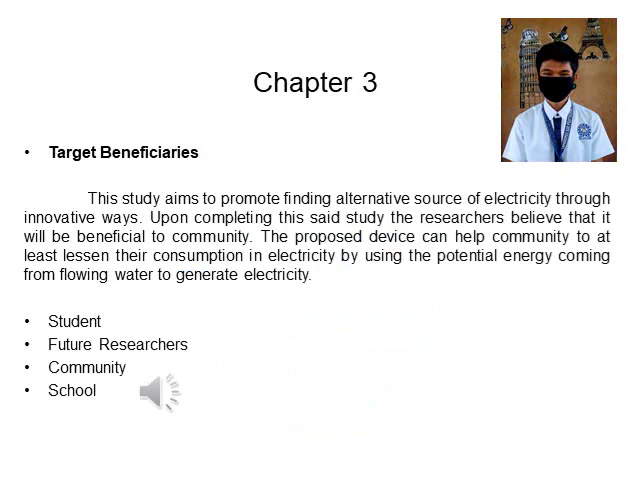Target beneficiaries. This study aims to promote finding alternative sources of electricity through innovative ways. Upon completing this study, the researchers believe that it will be beneficial to the community. The proposed device can help the community to at least lessen their electricity consumption by using the potential energy coming from flowing water to generate electricity.